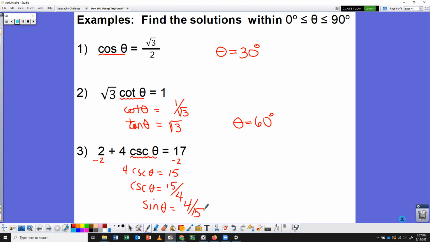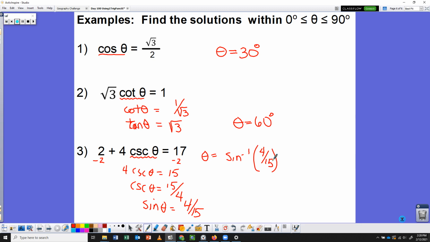This is definitely not one that we've memorized from our chart. So on your calculator, in order to get the answer for theta, you're going to want to do inverse sine. So you're asking the calculator what is the angle that has, and you want to do 4 over 15 inside the parentheses that your calculator will open up.